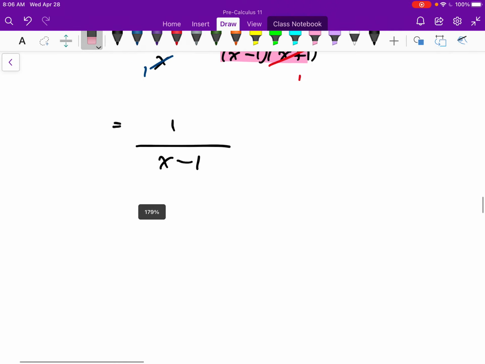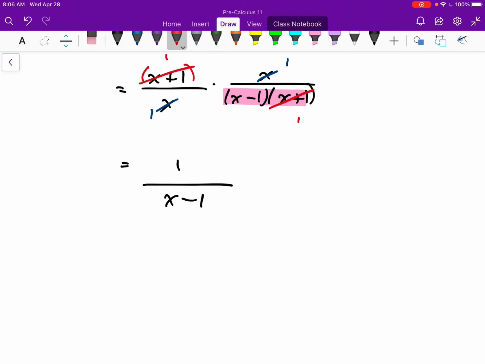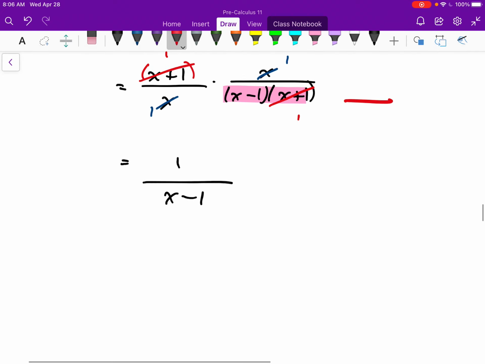That's one of my restrictions. Again, since I did cancel out, I didn't simplify my expression, I probably need to look at this step right here, and I can look at my denominators, and I can see if x is 0, 1, or negative 1, at some point I'm dividing by 0. That means x cannot equal 0 or plus or minus 1.